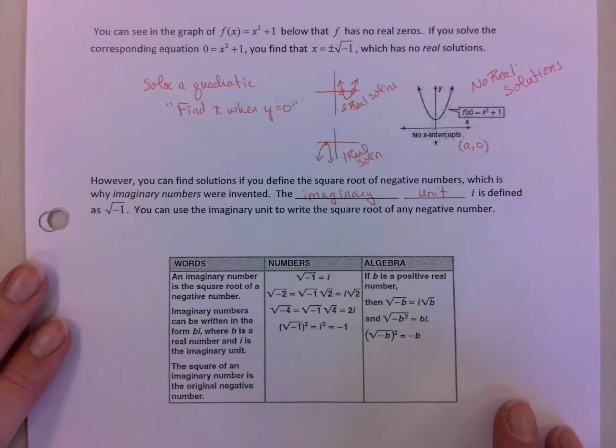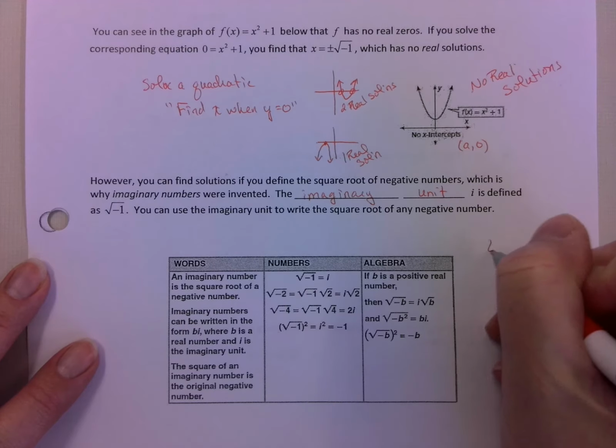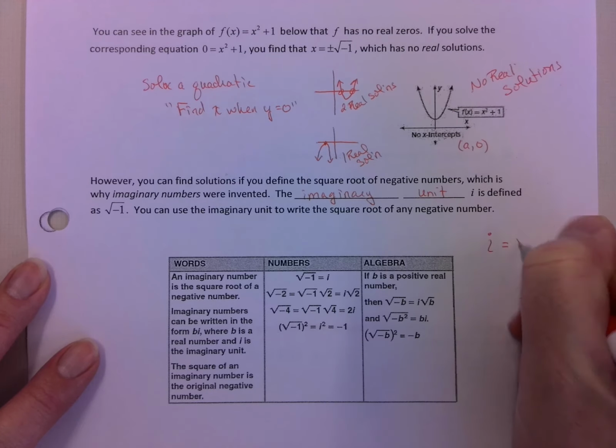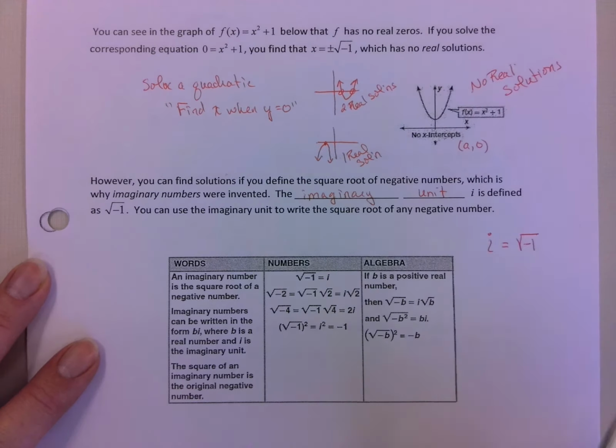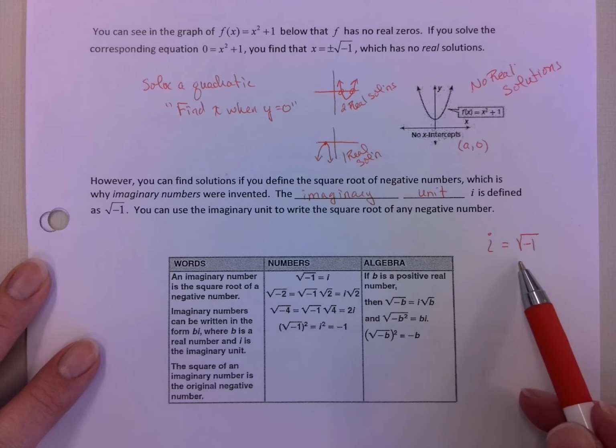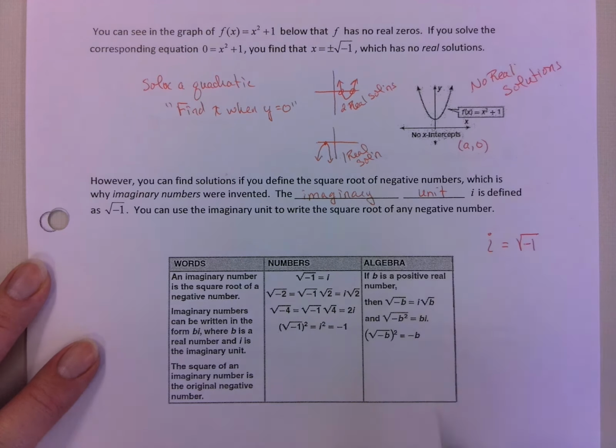So I always tell you about making a note card. On your note card, you need to know that i is equal to the square root of negative 1. You're never going to leave a square root of a negative. You're always going to replace it with i. So here's that fact again. The square root of negative 1 is i.